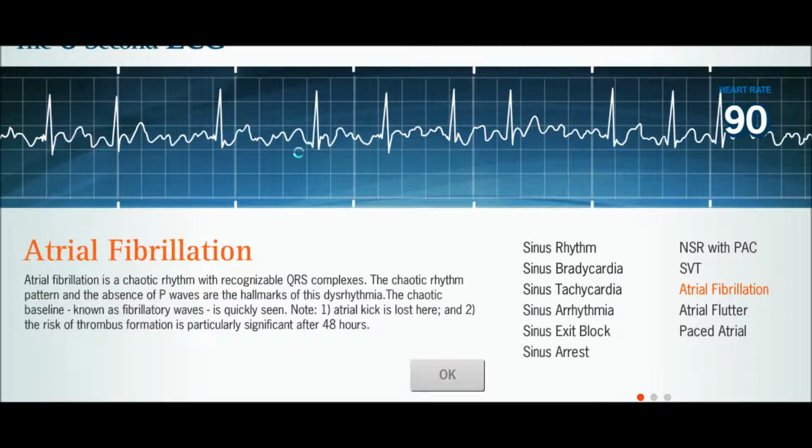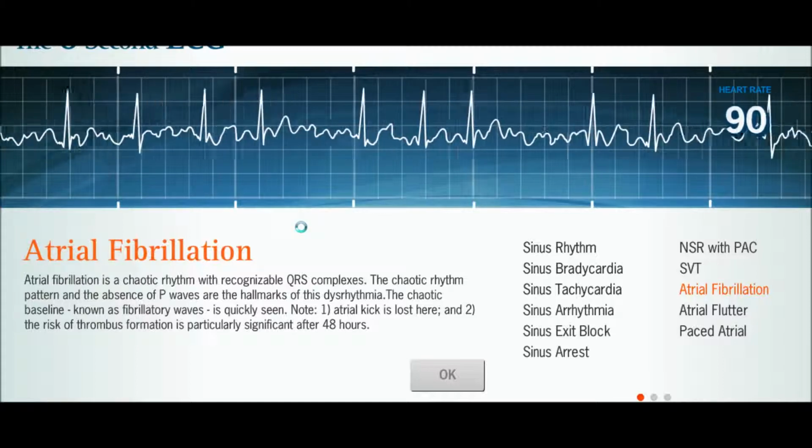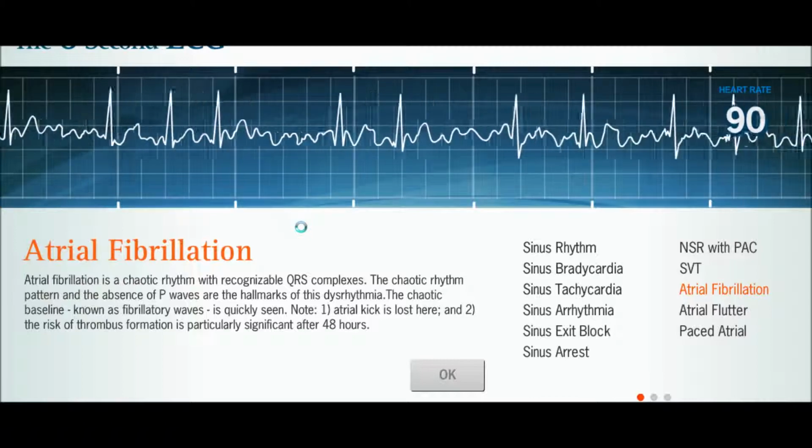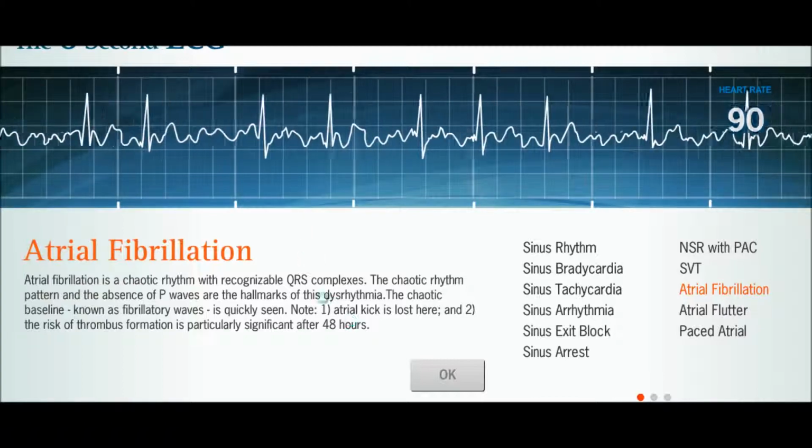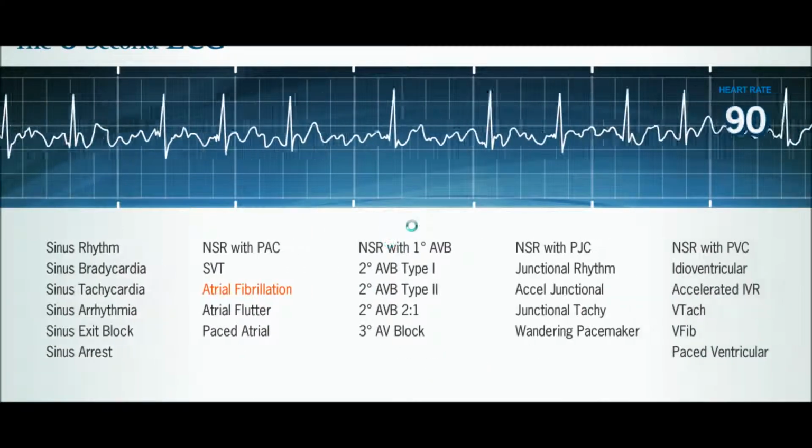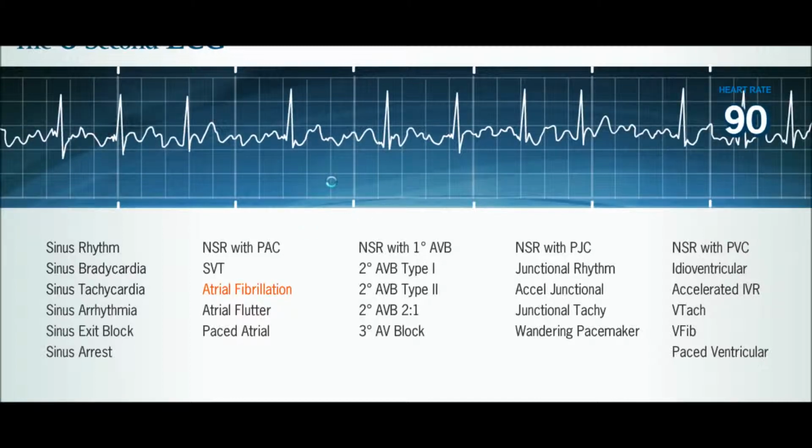The only thing that can make it pathologic is that you don't have your atrial kick, which is where your atria contract to force that blood into the ventricles. And the reason why I put them on the anticoagulant is because since the atria aren't contracting, you have the risk for stagnant blood, so you can develop clots. So that's not what we want.